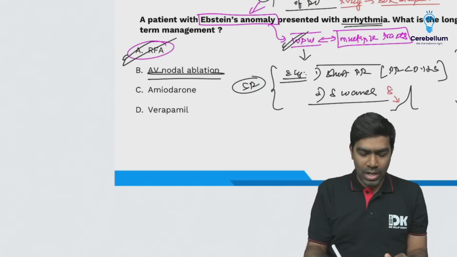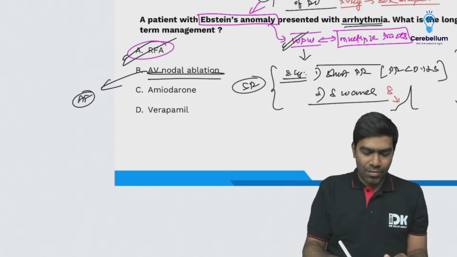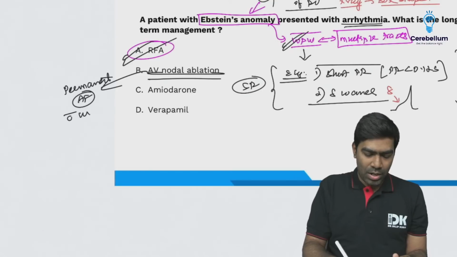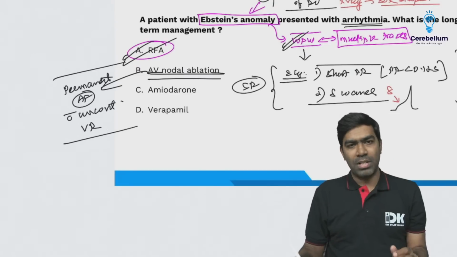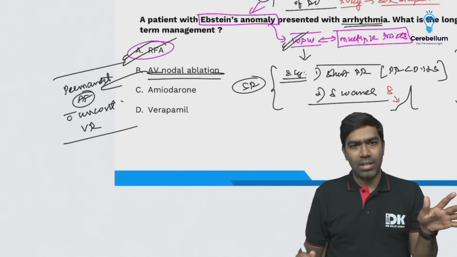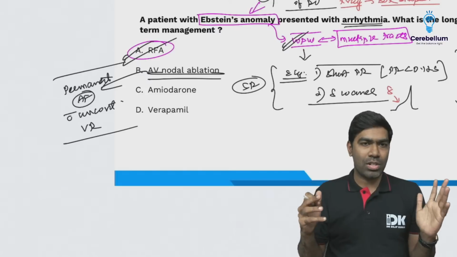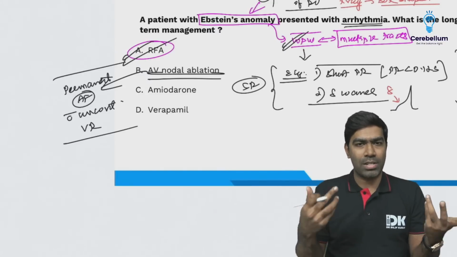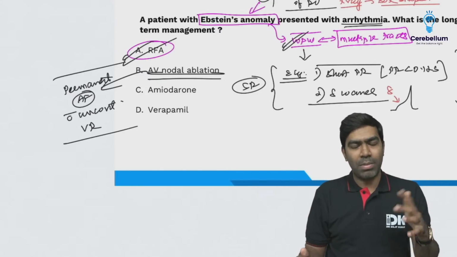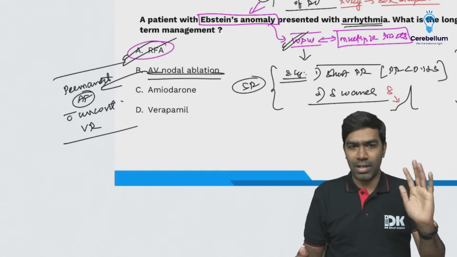AV nodal ablation you can use in patients with atrial fibrillation, chronic long-standing atrial fibrillation. We call it as permanent atrial fibrillation with uncontrolled ventricular response. Which means you have tried everything, it's failed, and the patient is having tachycardia continuously because of long-standing permanent atrial fibrillation. You can do AV nodal ablation, but of course after that you need to pace the ventricles also.